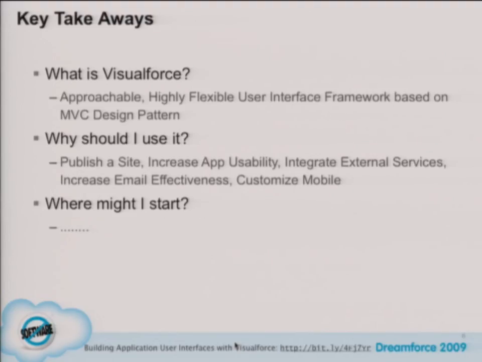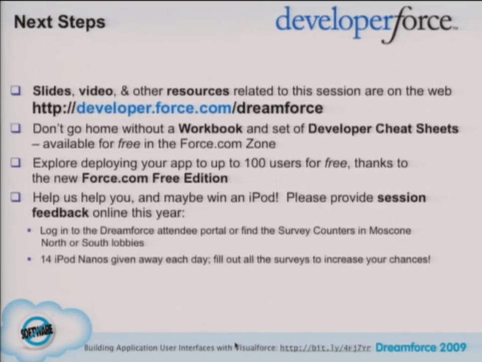Increase email effectiveness by creating richer email structures, customizing mobile, integrating external services, either publishing an endpoint, as people do with Visualforce, or consuming external services and bringing information in. So it's either consuming Twitter or interacting with Twitter, as our Service Cloud team is doing, or it's going the other way and, on a site, pulling information out and exposing that to the world. Where might you start?